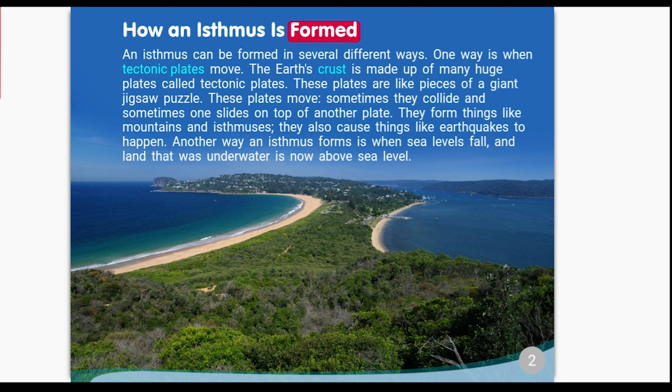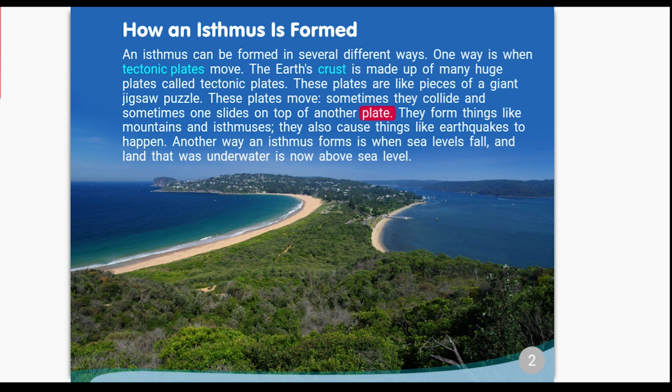How an isthmus is formed. An isthmus can be formed in several different ways. One way is when tectonic plates move. The Earth's crust is made up of many huge plates called tectonic plates. These plates are like pieces of a giant jigsaw puzzle. These plates move. Sometimes they collide, and sometimes one slides on top of another plate.